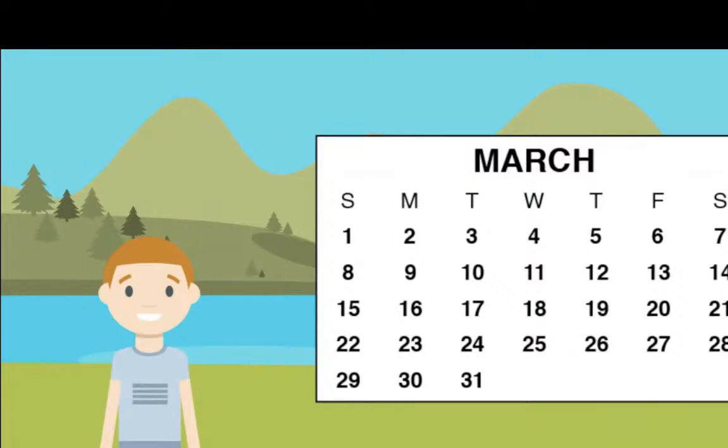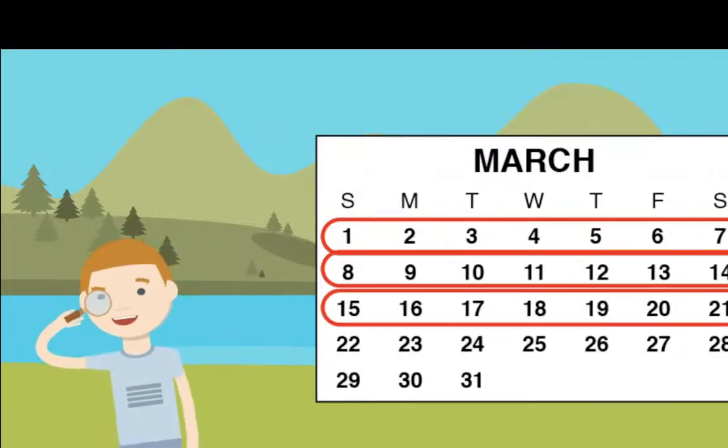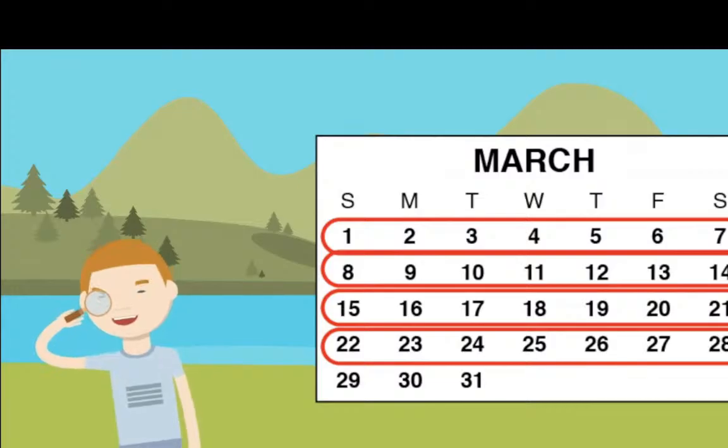So how many days are there in a week? There are 7 days, right? Yeah, good job. That's right. There are always 7 days in a week. In this month of March, there are 4 full weeks with 3 days left over.